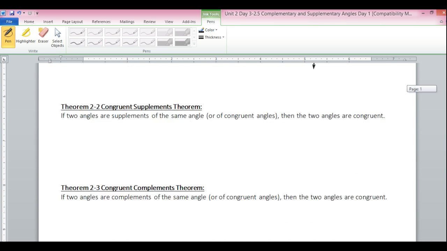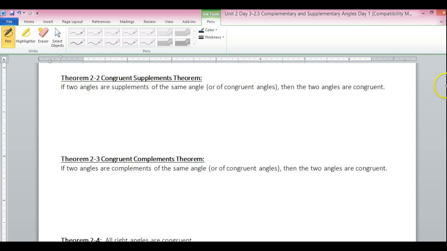Now, there are two theorems that follow. Remember, we just talked about conditionals and converses. These theorems will always be written as a conditional. The first theorem we look at is: if two angles are supplements of the same angle, then the two angles are congruent. We could also replace the phrase the same angle with congruent angles.